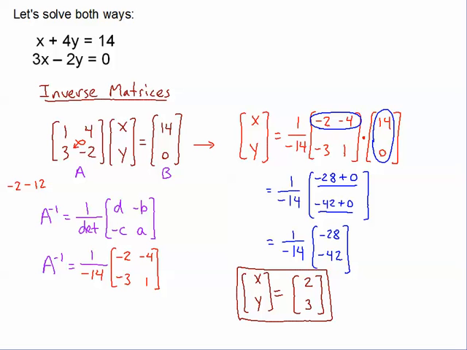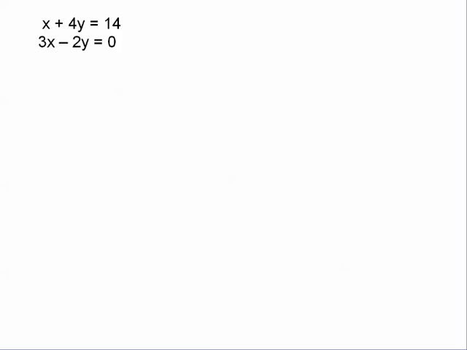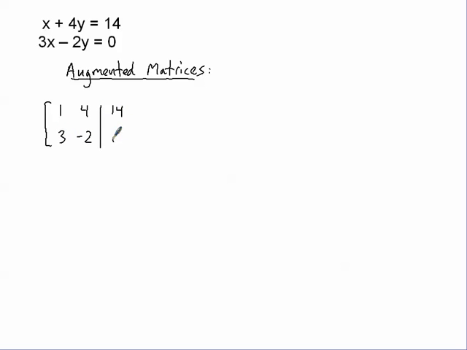We're going to look at the same exact system, and we're going to solve it by augmented matrices. So here is augmented matrices. Same system, so some of these numbers are going to look very similar. So I'm going to first set up my augmented matrix, 1, 4, 3, negative 2. I like to draw a little line here, 14, and 0.